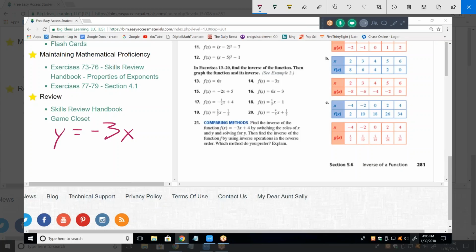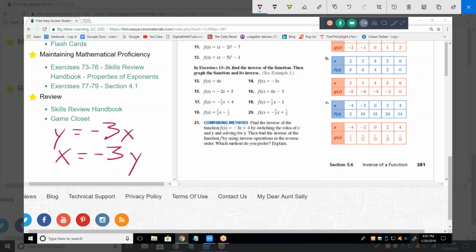Switch the variable. That's always the first step of finding an inverse, is to switch the variable. You can't do it though as long as it's in terms of f of x. You've got to put y in place first before you can switch the variables. So switch the variables. Real simple. x equals negative 3y. That's switching the variables.